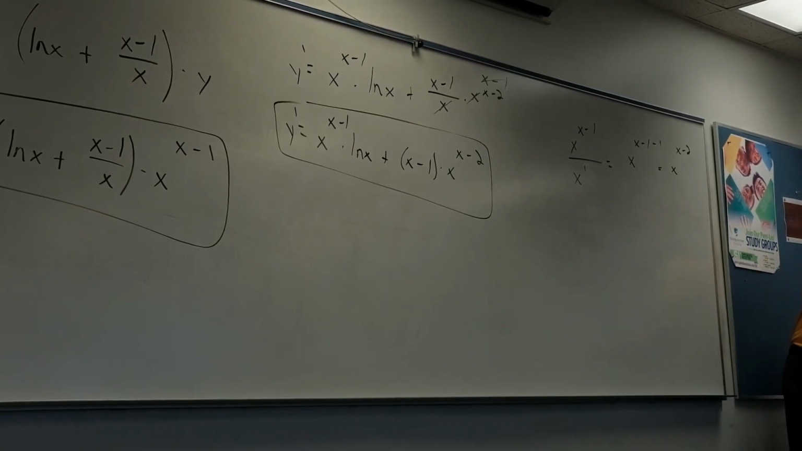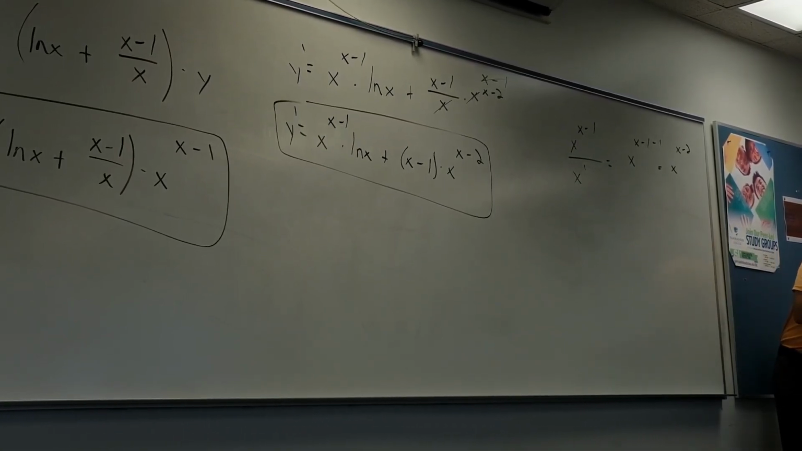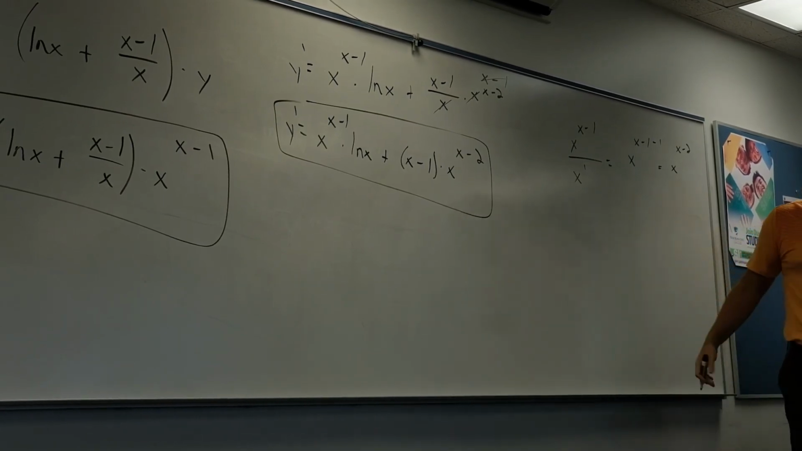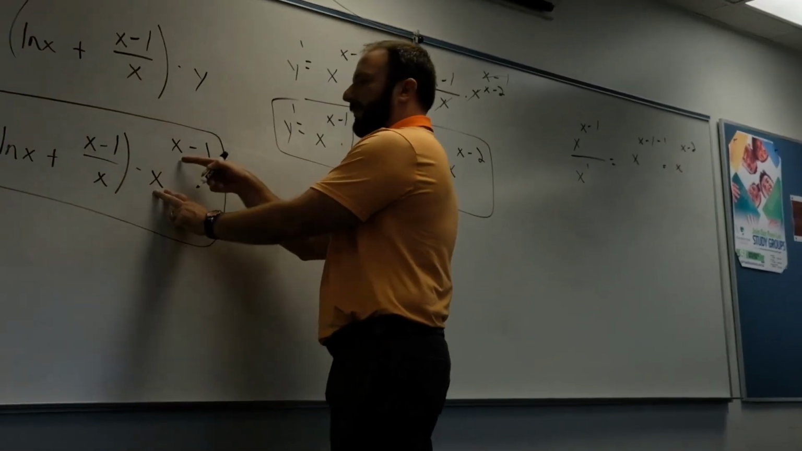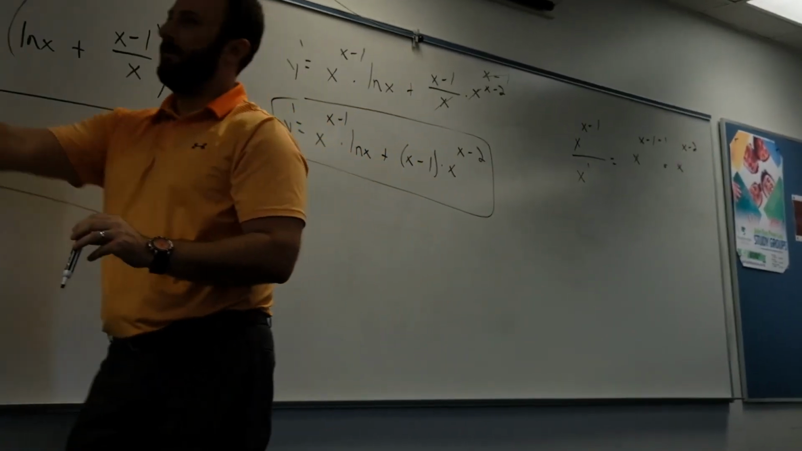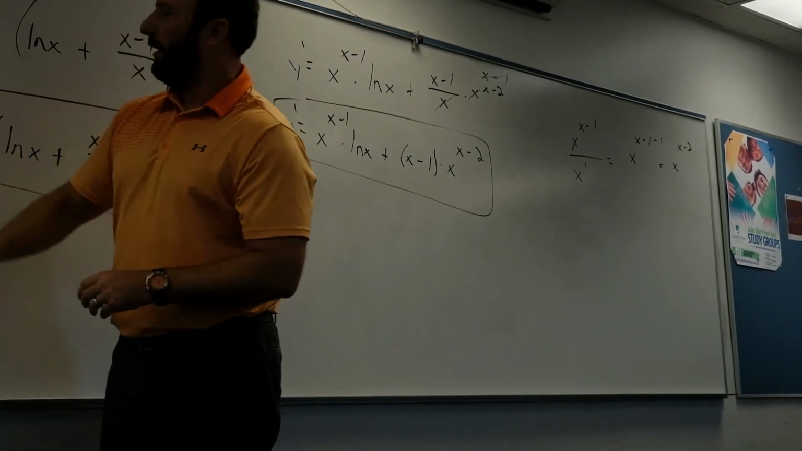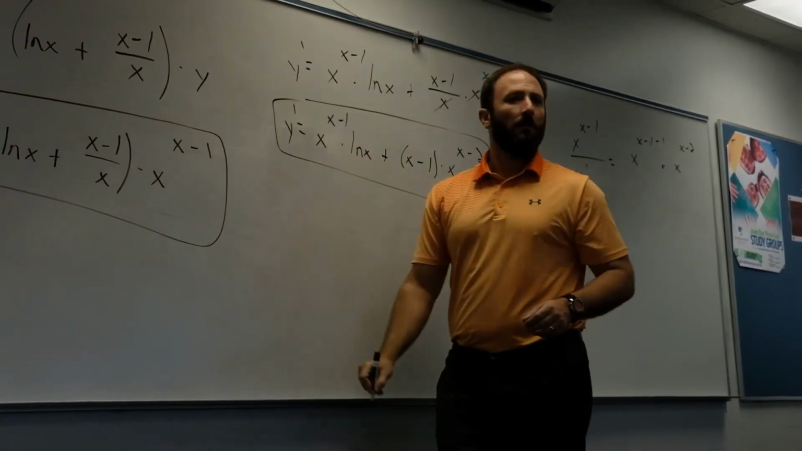Good questions. Yeah, Tony. I don't get the part where, after you cancel off the y, what do you do to make the y x to the x minus 1? I put a box around it. That's all I did. So I multiplied both sides by y, and I said y is x to the x minus 1, because that's what y was. And then I put a box around it, because we're done.